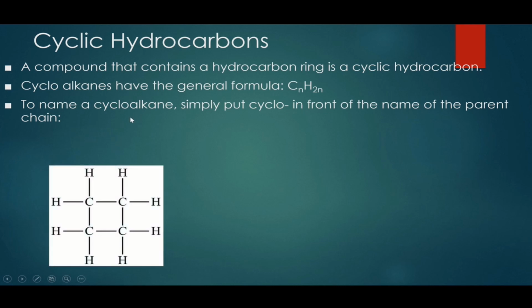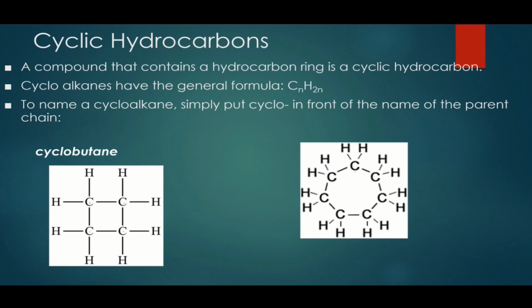Naming cycloalkanes is really pretty easy. You just count the number of carbons like we did before, use the prefix, and put cyclo in front. So here's an example. We have 1, 2, 3, 4 carbons. 4 carbons in a ring. 4 carbons would be but. They're all single bonds. The ending is ane. We put cyclo in front, and we come up with cyclobutane.